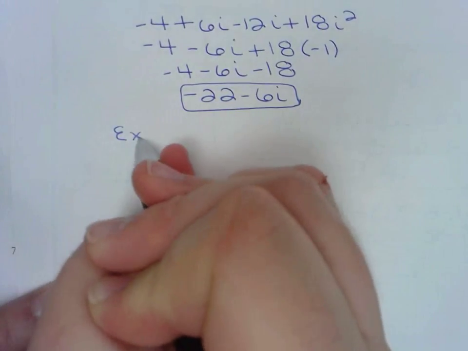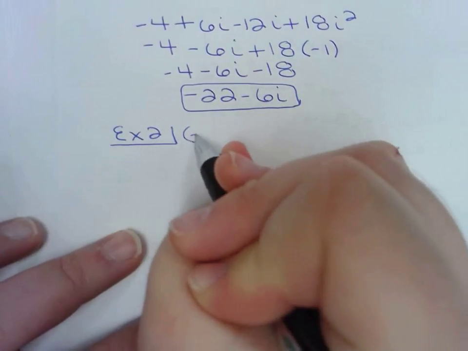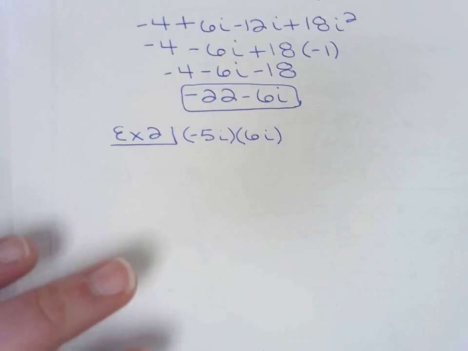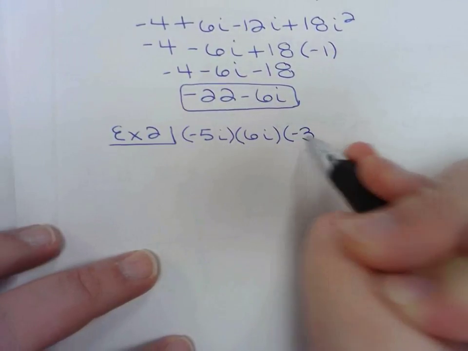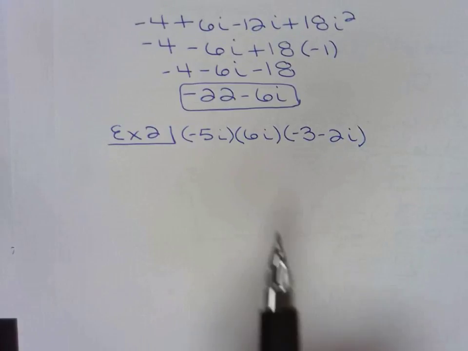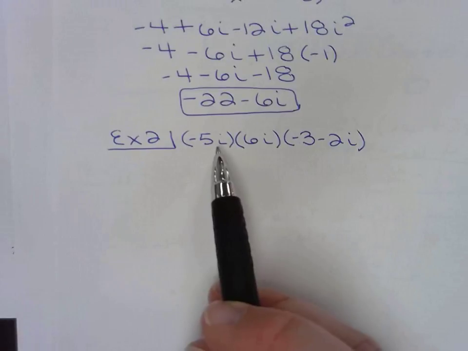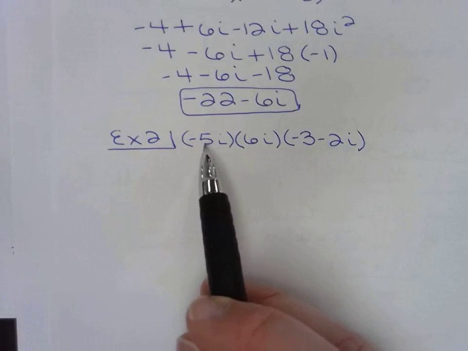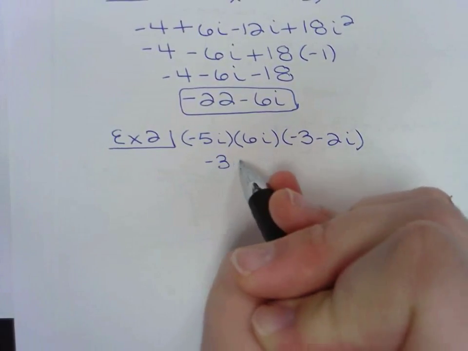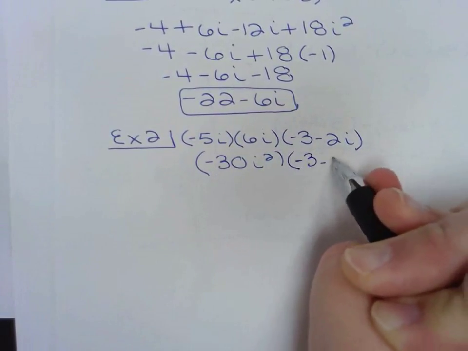Okay, let's look at another example. Let's look at one like this. If I have negative 5i times 6i times negative 3 minus 2i. Okay, I'm multiplying three things together, so we're not going to FOIL necessarily. So let's just multiply. What's negative 5i times 6i? Negative 30i squared. So multiply those two together first. So that's negative 30i squared, and I still have negative 3 minus 2i.